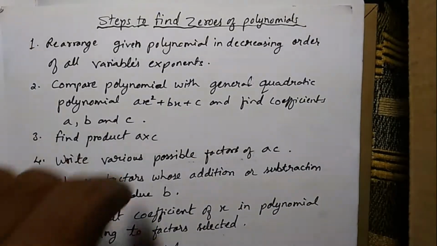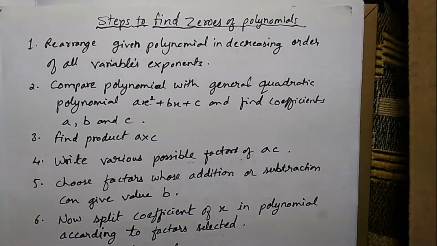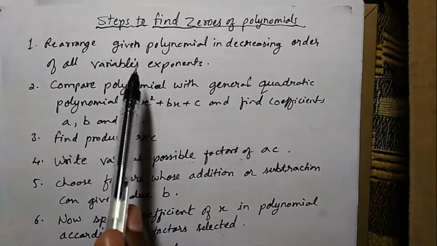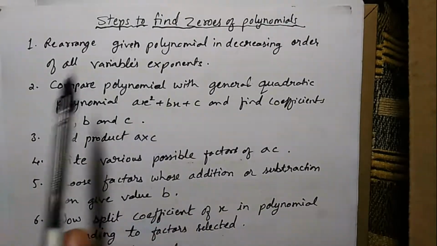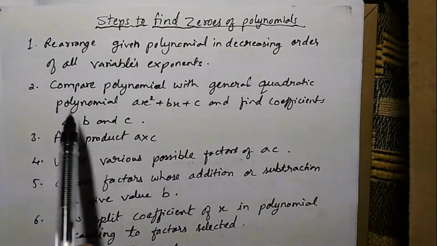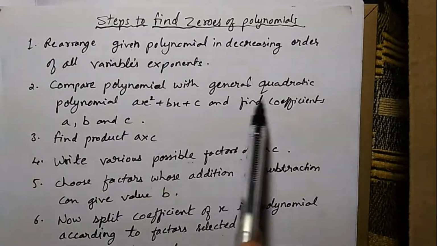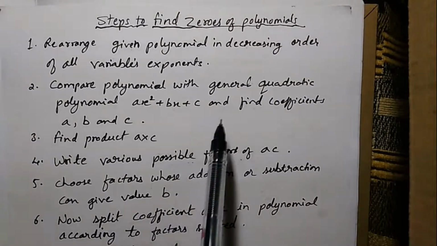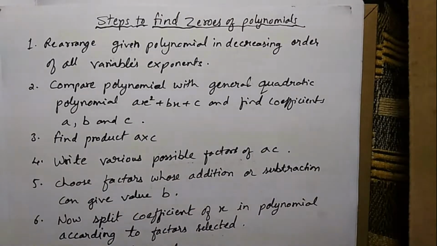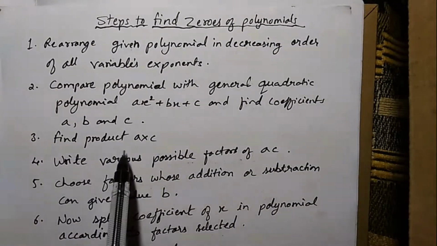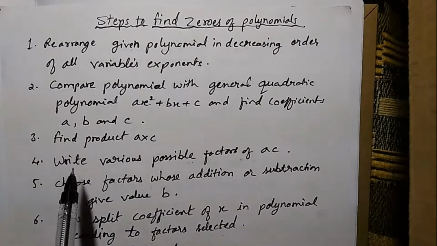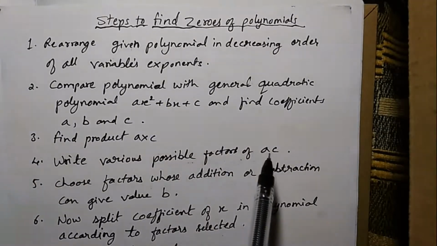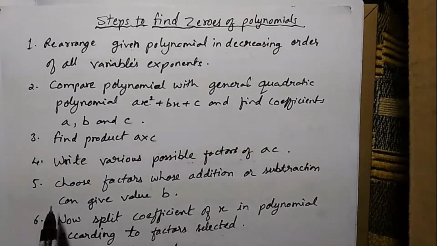The first step is to rearrange the given polynomial in decreasing order of all variable exponents. Then our second step is compare polynomial with the general quadratic polynomial, that is ax square plus bx plus c, and find coefficient a, b and c. The third step will be find the product AC. Fourth step will be write various possible factors of AC. Fifth step will be choose the factor whose addition or subtraction can give value b.